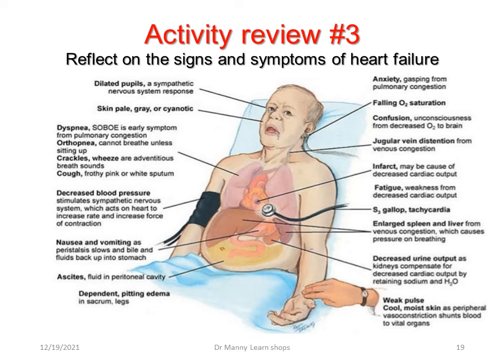What you'll see is JVP elevation. The patient could be dyspneic, orthopneic, have crackles and wheezes when auscultating. They could be coughing up pink frothy sputum. They could be hypotensive. They could have ascites with dependent pitting edema. They could have abdominal pain.